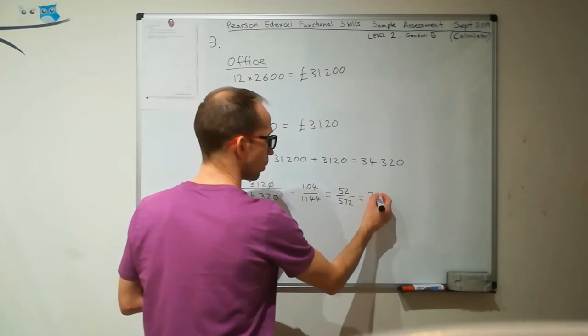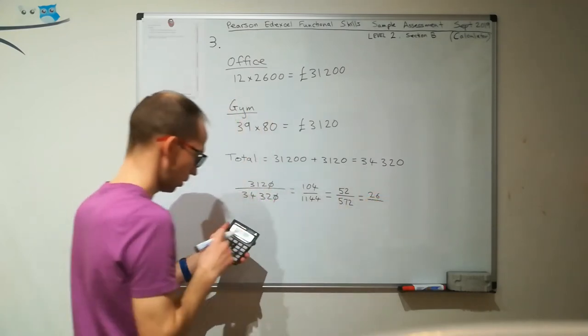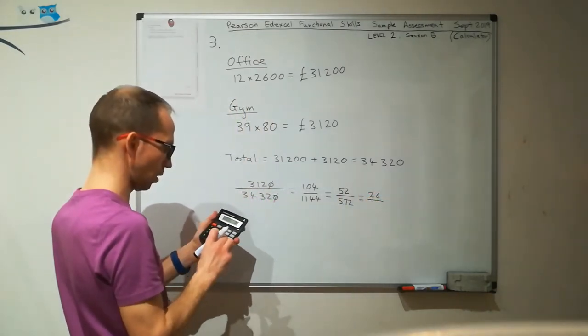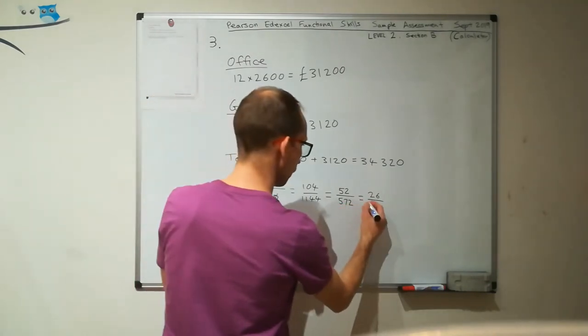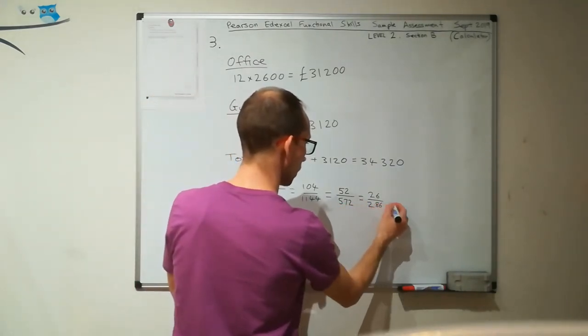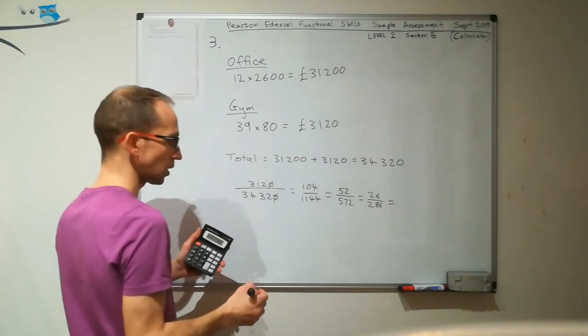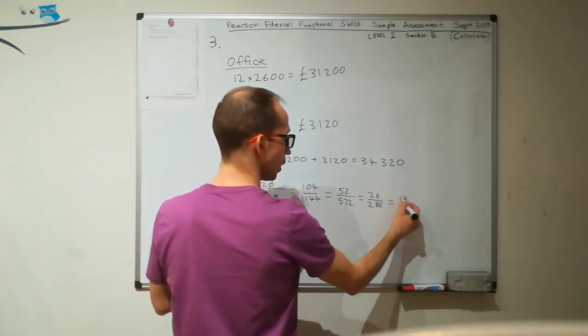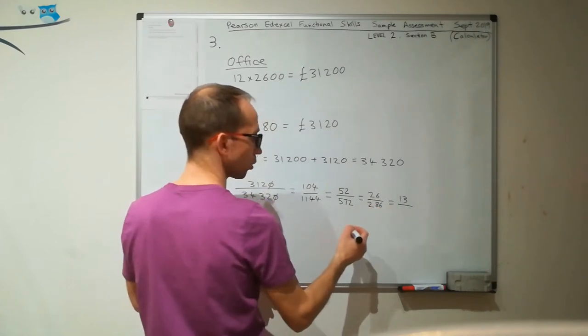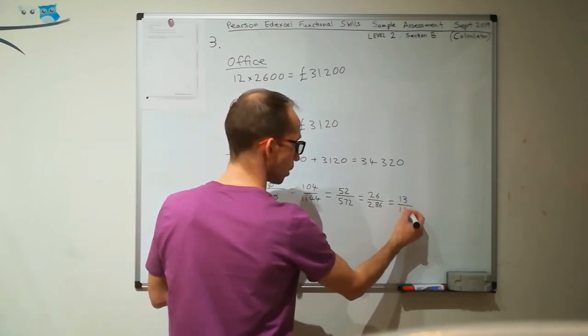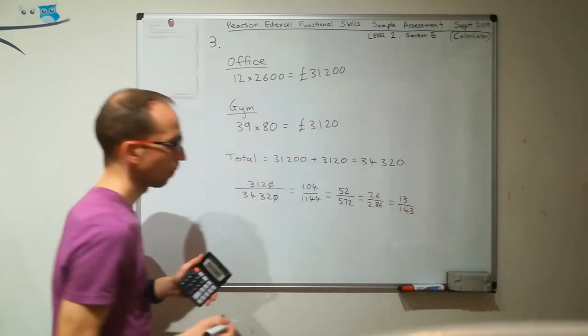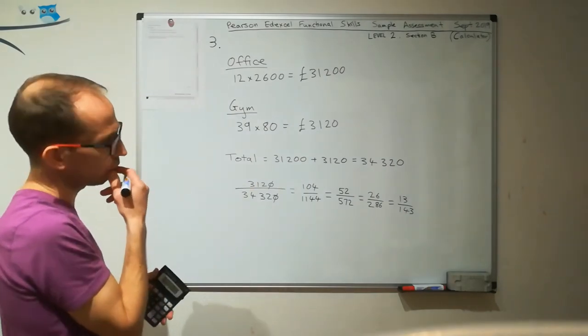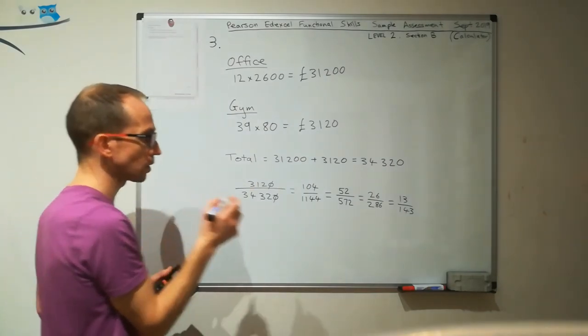Half of 52 is 26. And half of 572 is 286. Let's divide that by 2 again. Half of 26 is 13. Half of 286 is 143. Okay. Now you might think, oh, I'm getting a little bit stuck.